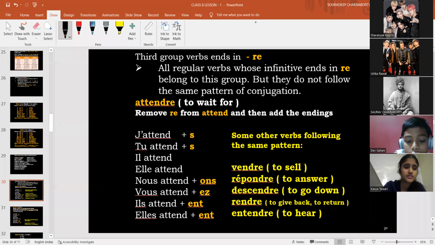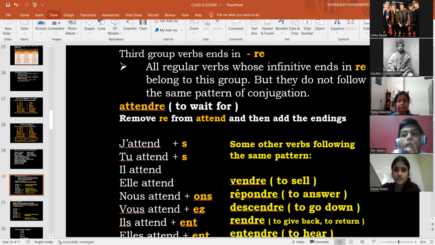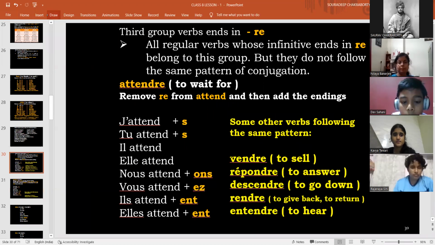So this way we'll do the conjugation for the rest of the verbs: vendre, répondre, descendre, and what else? Rendre and entendre. Did you understand? Did you get me? Okay.